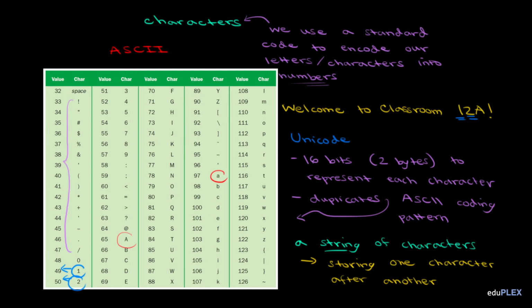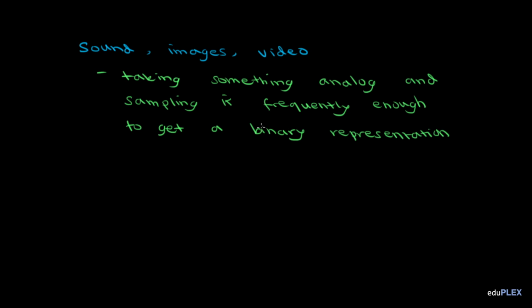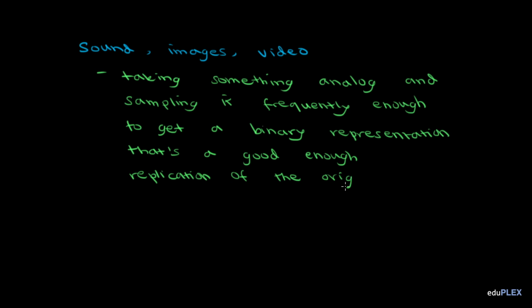When it comes to storing sound, images, and video in computer memory, it's a little more complicated since we're basically taking something analog, meaning it has a continuous range of infinitely many values, and then sampling it frequently enough to get a binary representation that's a good enough replication of the original. I won't get into the details of storing sound, images, and video this time, but at the end of the day, it's still just being stored as bytes in memory.